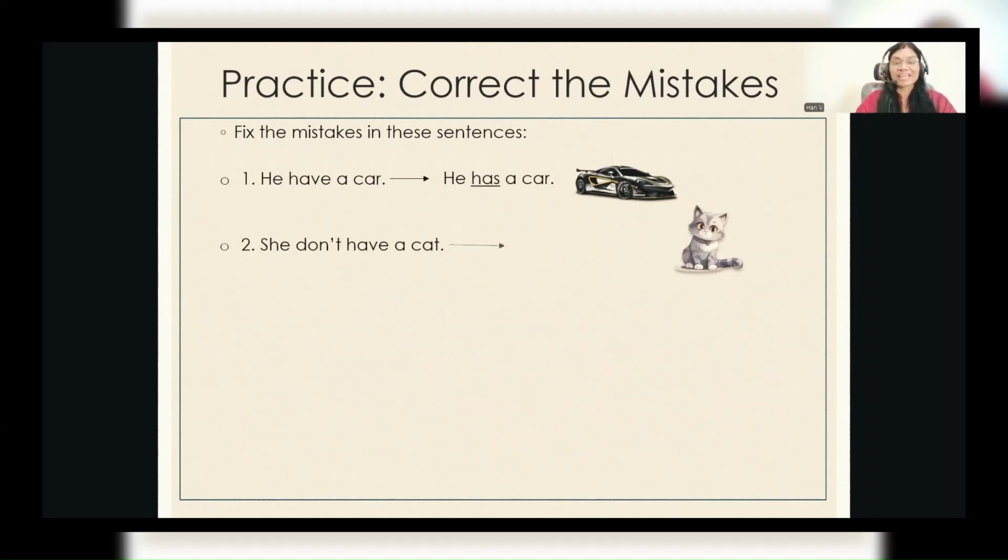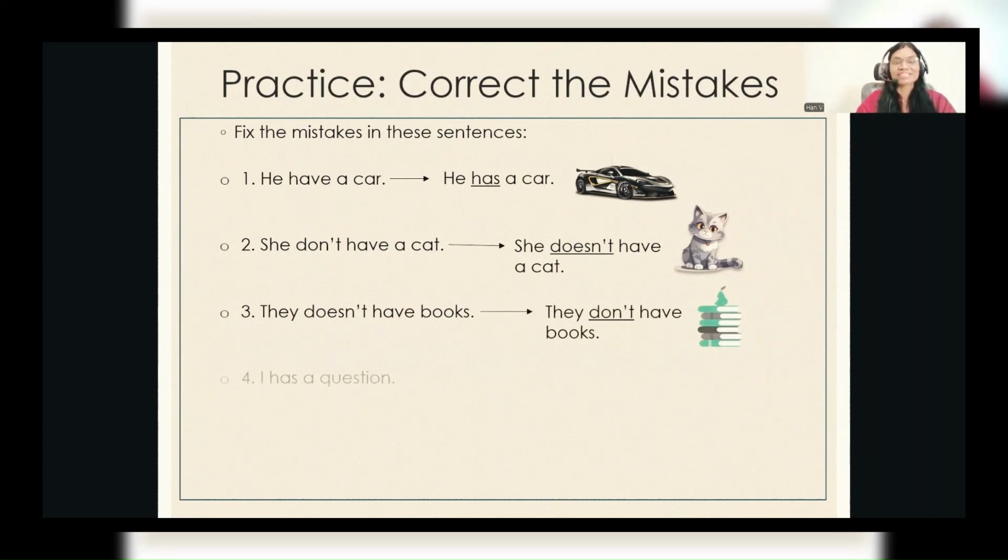She don't have a cat. Is it correct? Can you say don't with she? No. She doesn't have a cat. They doesn't have books. I hear this often. So you shouldn't say they doesn't, but you should say they don't. So they don't have books. I has a question. Is it okay to say I has a question? No, I have a question.